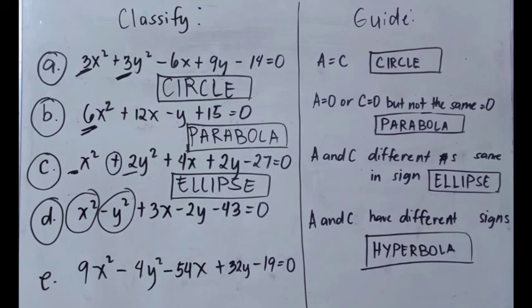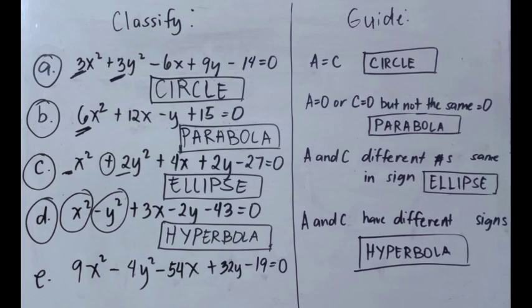Okay, so next in letter D, we have x squared minus y squared plus 3x minus 2y minus 43 is equal to 0. We notice that we have positive x squared and negative y squared, though they have the same coefficient, which is 1. Which do you think this satisfies? In our guide, in the fourth one, if a and c have different signs, then that is already a hyperbola. So letter D is an equation that forms a hyperbola.